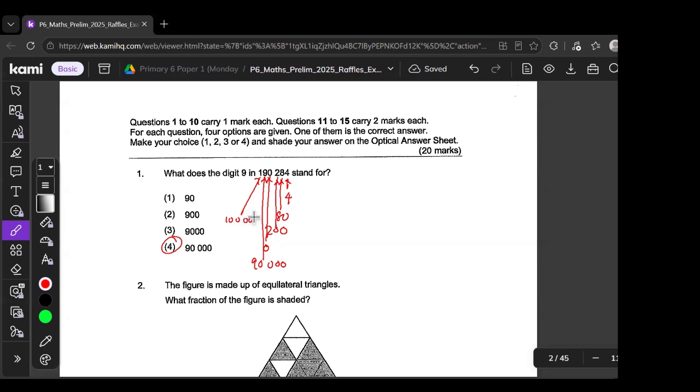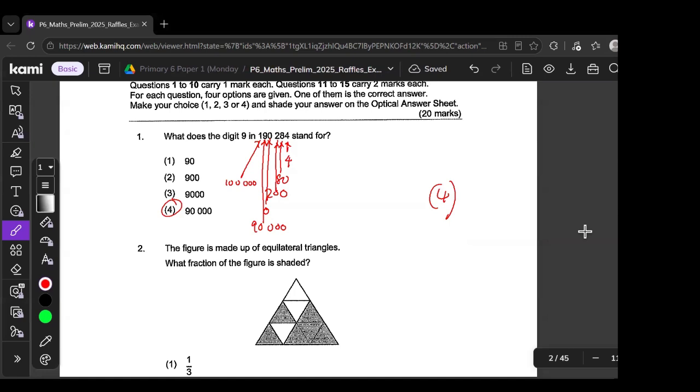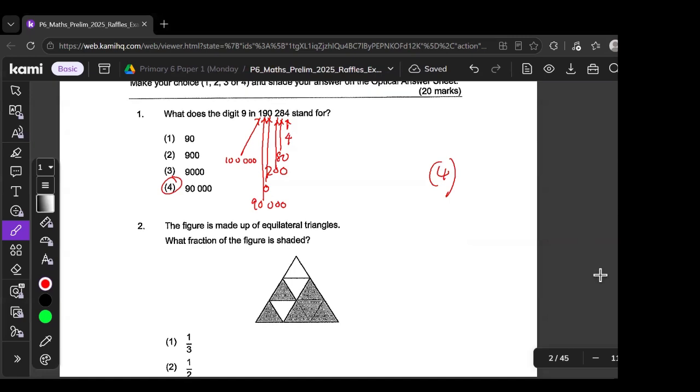So that is your value. All these are called values. What does it stand for? What's the value? They are the same. So answer number 4. Any mistake, any question, let me know. If you still don't understand, you raise your hand. Question number 2.